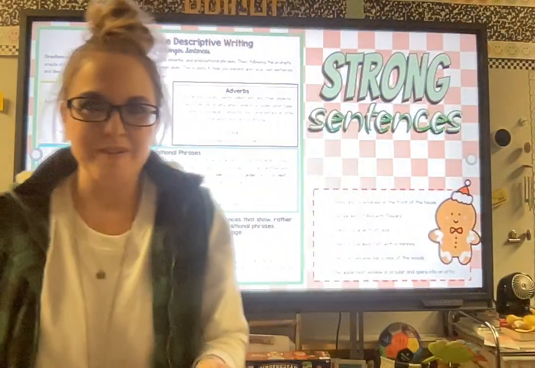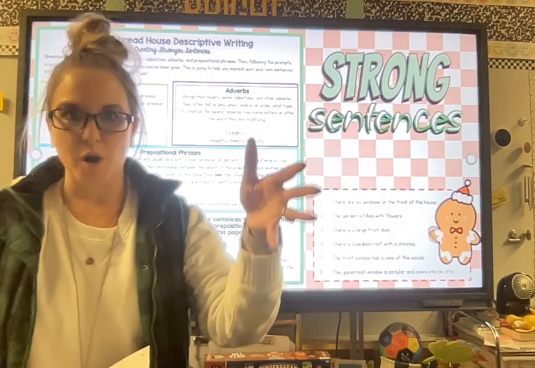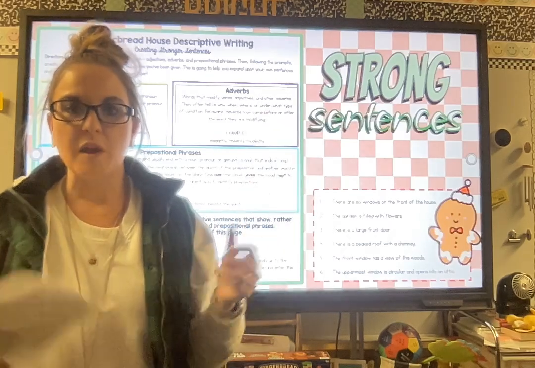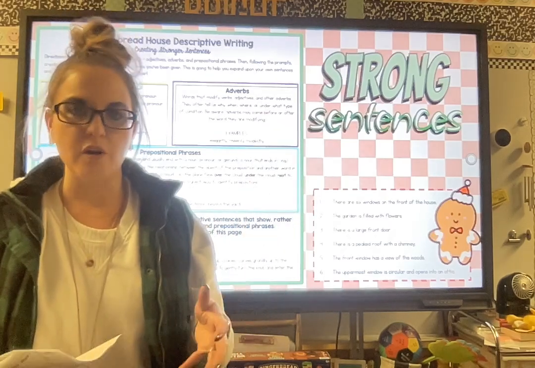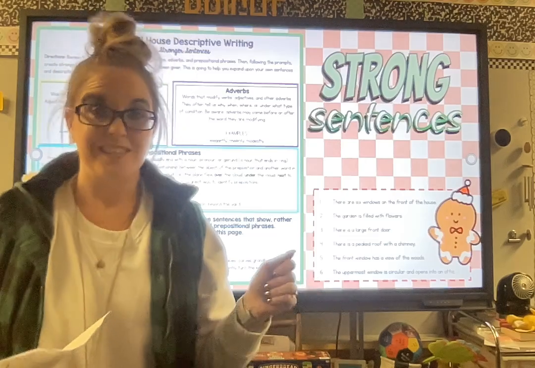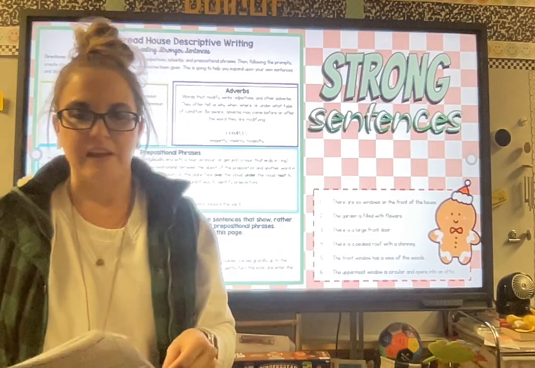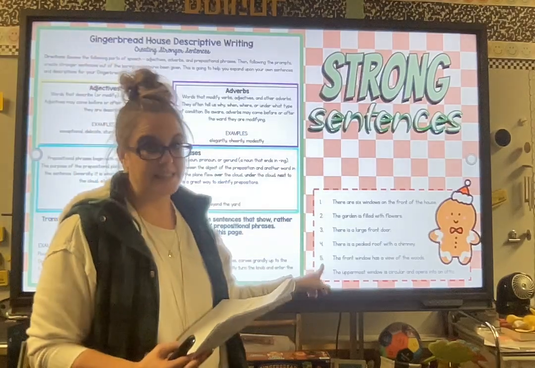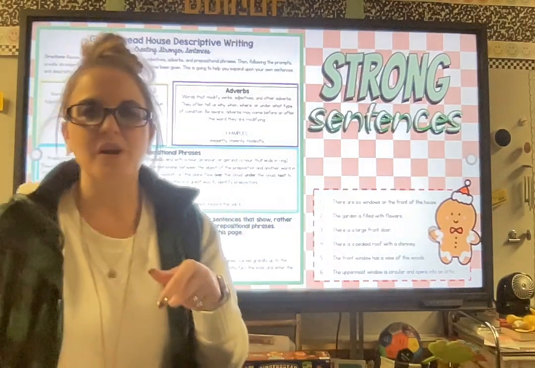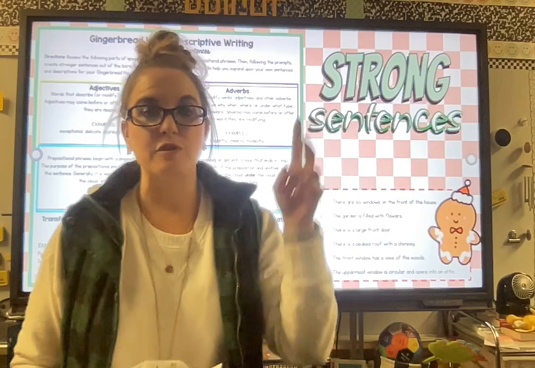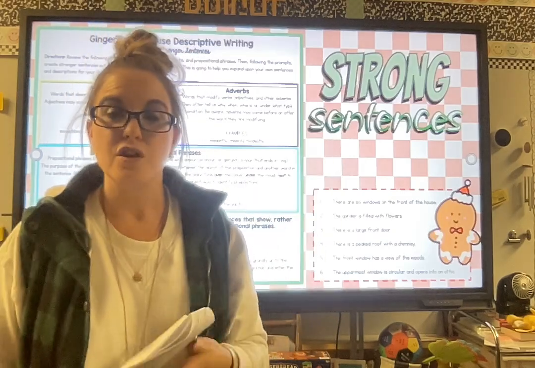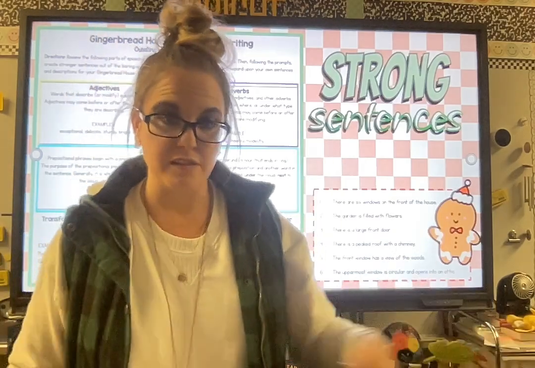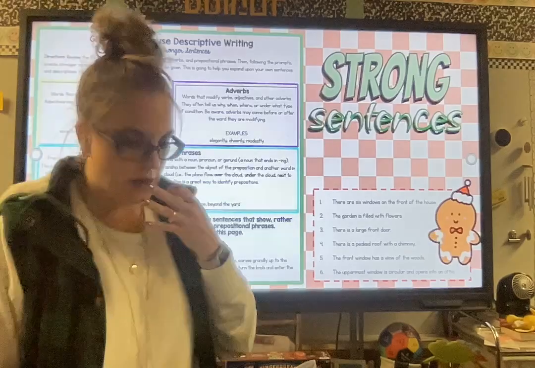All right, great job, guys. So now comes your part, where you are going to get with a partner in just a moment, and we are going to expand some blah sentences and make them great. If you look at the bottom of your paper, you should have 6 blah sentences. This is where you are going to use your adverbs, your adjectives, and your prepositional phrases to create a stronger, better sentence. So these are the ones you're working with.